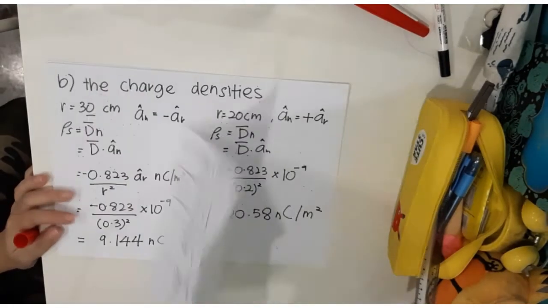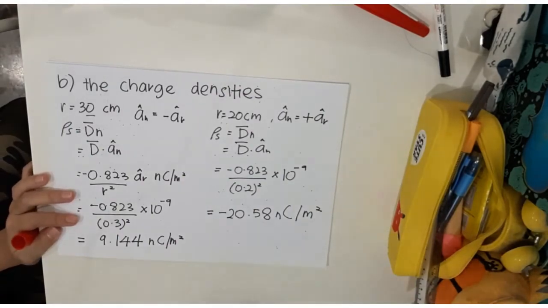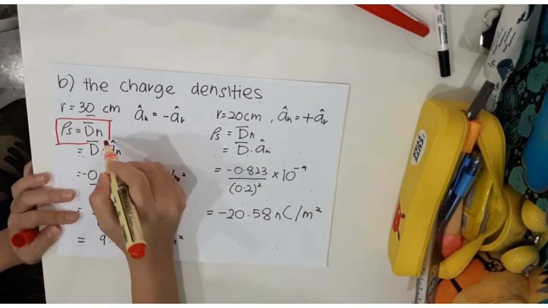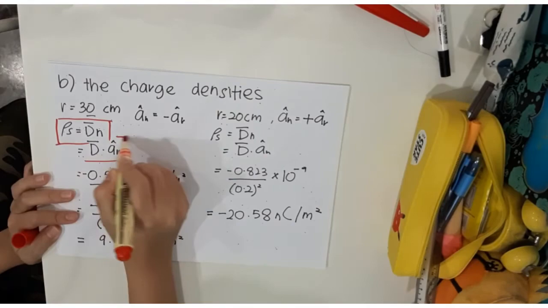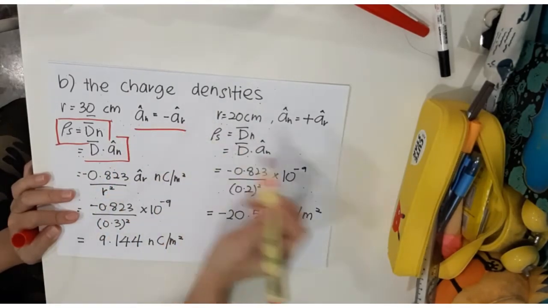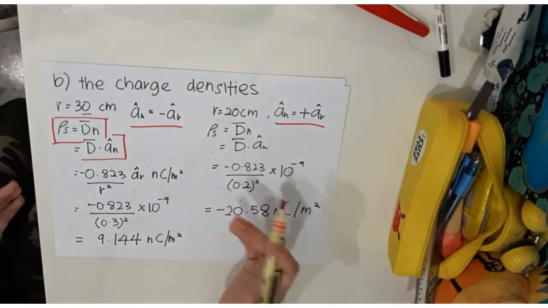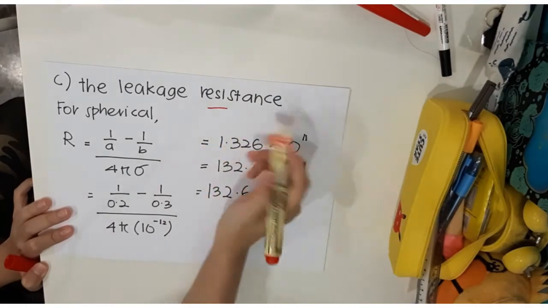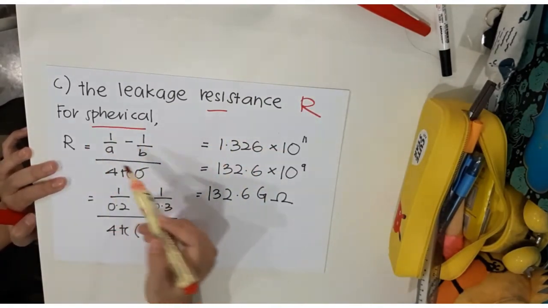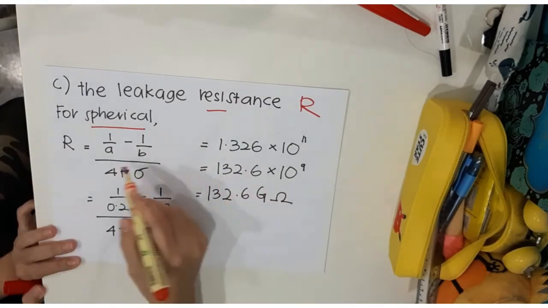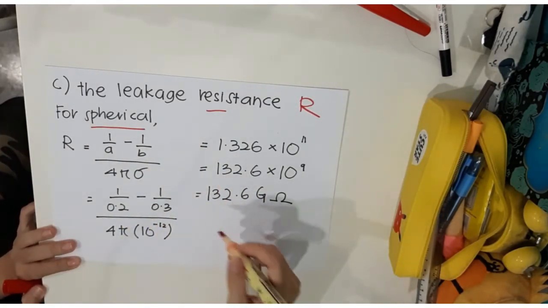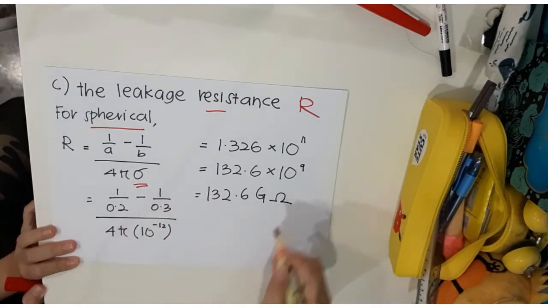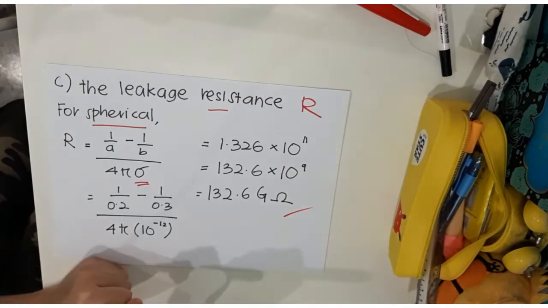For question B, they want us to find the charge densities. So we use this equation: Dn is D dot a_N, and a_N equals negative a_R. So we need to find the charge densities for the two R values they give us. For question C, they want us to find the leakage resistance for spherical. We use R equal to 1 over a minus 1 over b, with a equal to 0.2 and b equal to 0.3. Don't forget sigma. So the answer you get is 132.6 giga ohm.